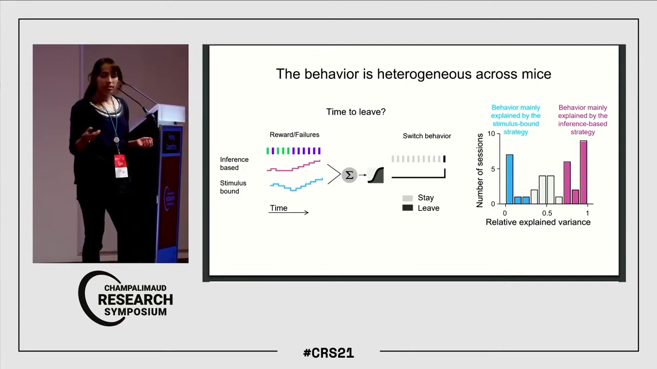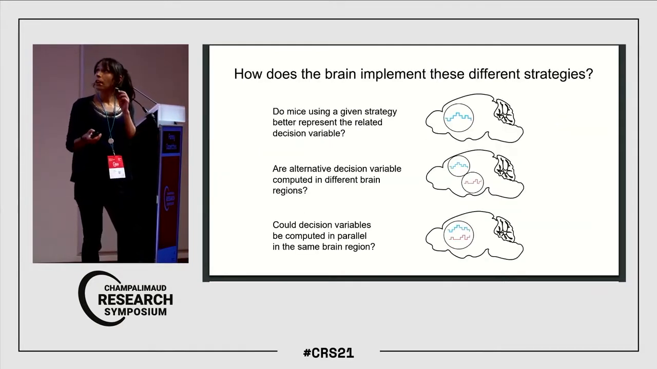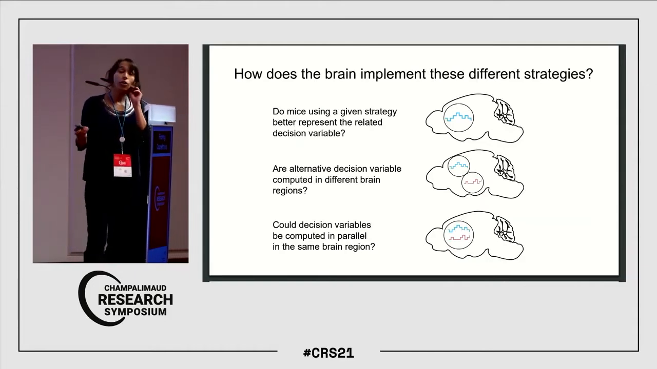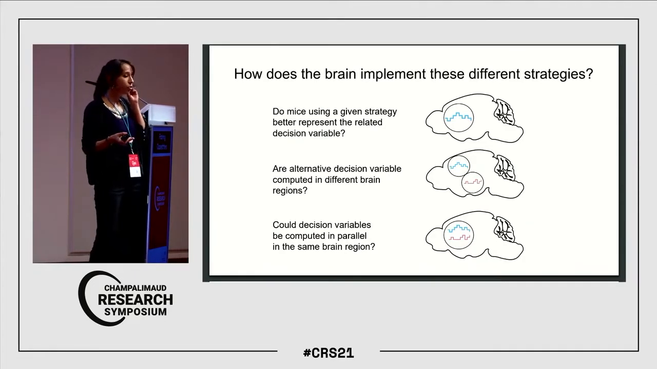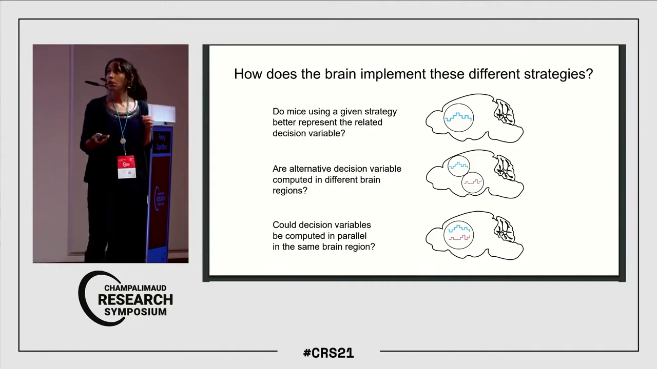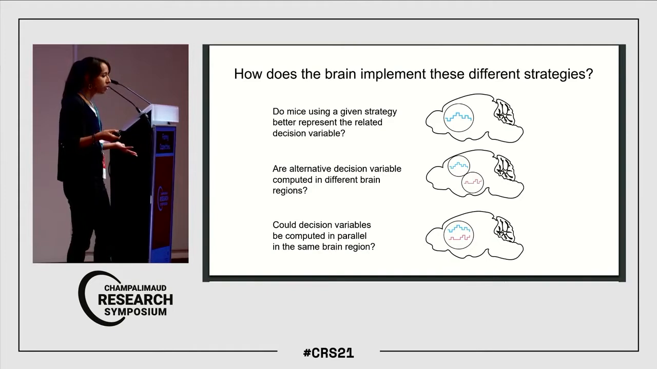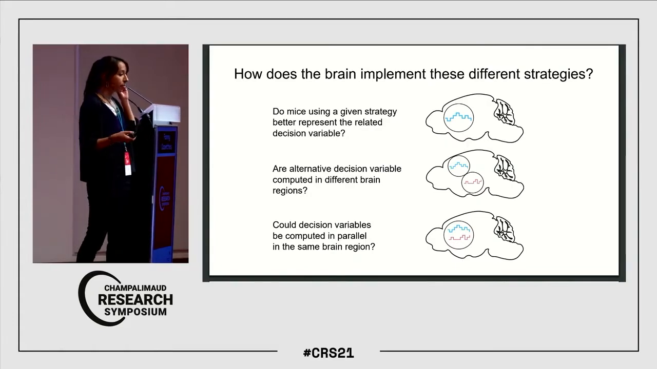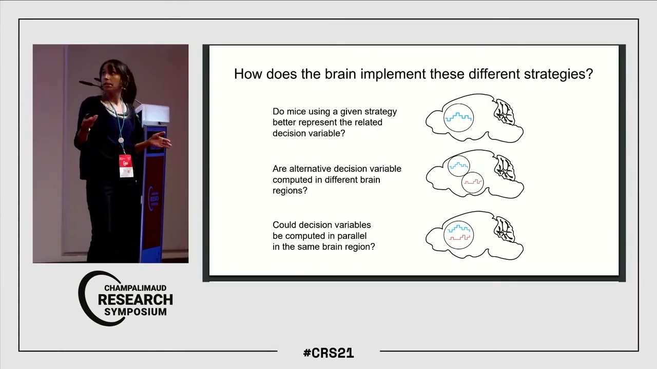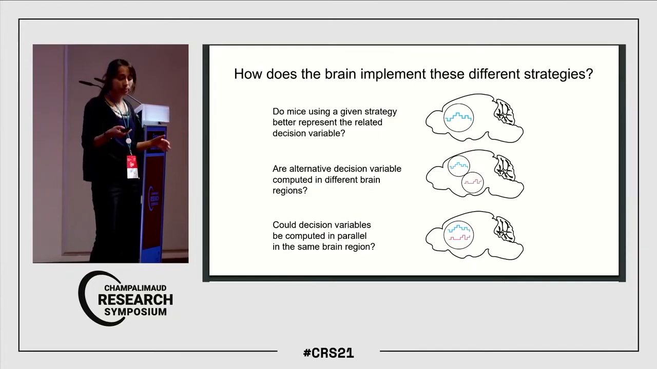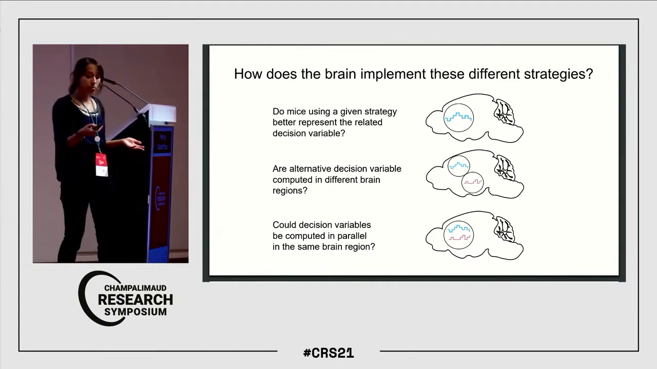And this heterogeneity is really interesting for us because it raises a lot of questions about how these different decision strategies are implemented in the brain. So we might expect that in the brain we would find a representation of the decision strategy that is used by the mouse. But it could also be that the two different strategies are implemented in two different regions of the brain. Or why not, maybe the two different strategies are computed in parallel in the same region.